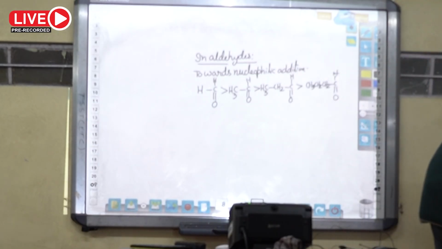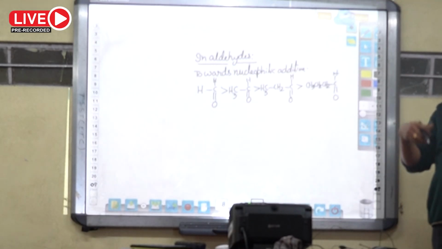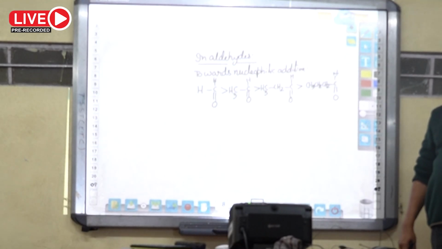This is the decreasing order of reactivity. Why is formaldehyde the most reactive? Because there is nobody to decrease the positive charge on the carbon. Both are hydrogens. Hydrogens do not cause any plus I effect.